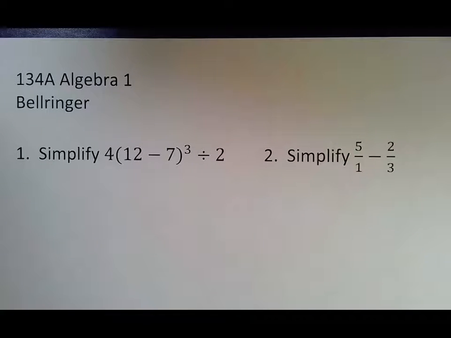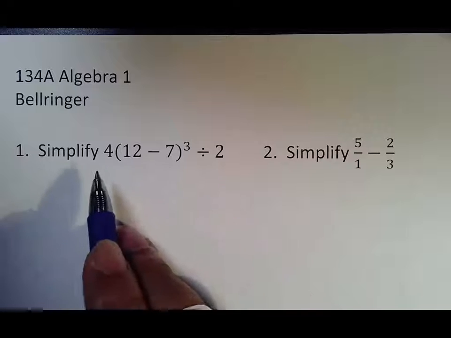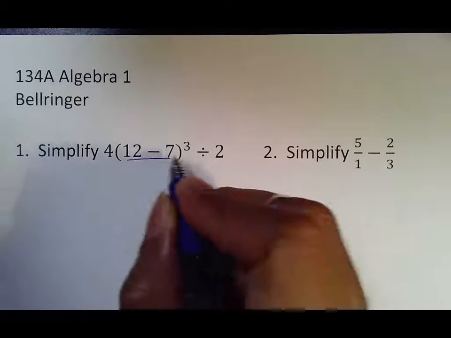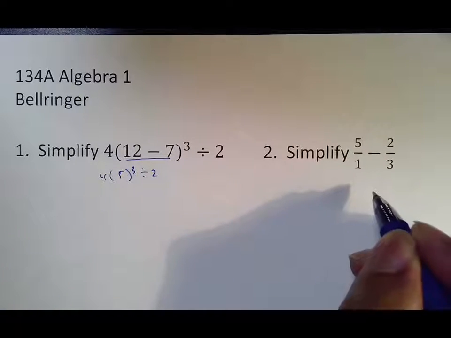All right, we have a quiz on all of our order of operations tomorrow, so this bell ringer is kind of important. Simplify all this stuff. Again, this is the problem that we've seen where we ask ourselves, is there a parentheses? The answer is yes. So 4 times 5 to the third divided by 2.